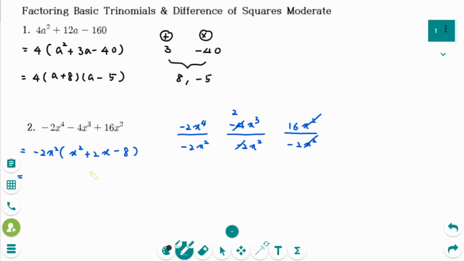Then find the two numbers that have a sum of 2 and product is minus 8. The two numbers are 4 and minus 2. So minus 2x squared, then x plus 4 and x minus 2. That is the answer.